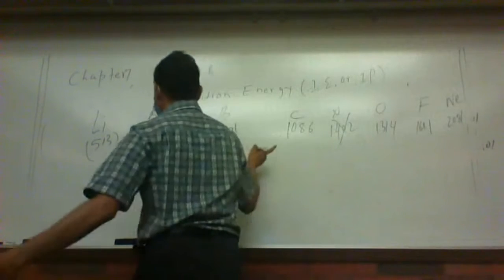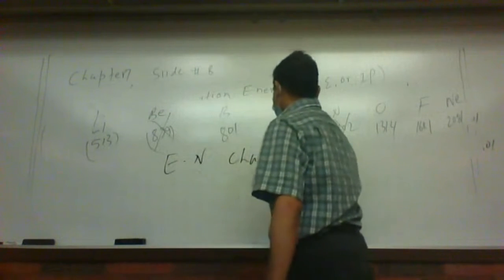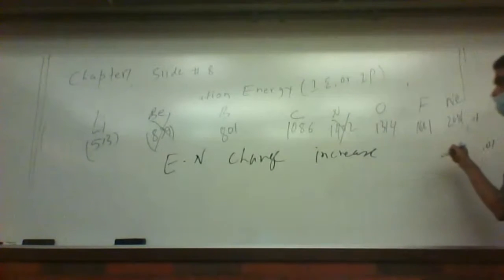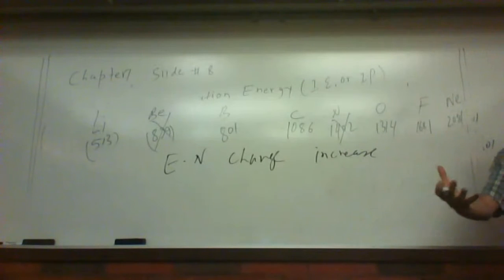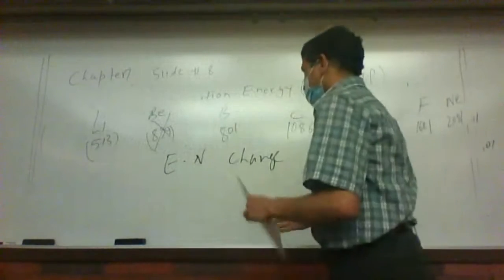So why does this happen? Because the effective nuclear charge increases going from left to right. And when the effective nuclear charge increases, the protons of the nucleus attract the electron with a very strong force toward the nucleus, and it's very hard to remove the outermost electron. Make sense? Good. So the effective nuclear charge increases on going from left to right.